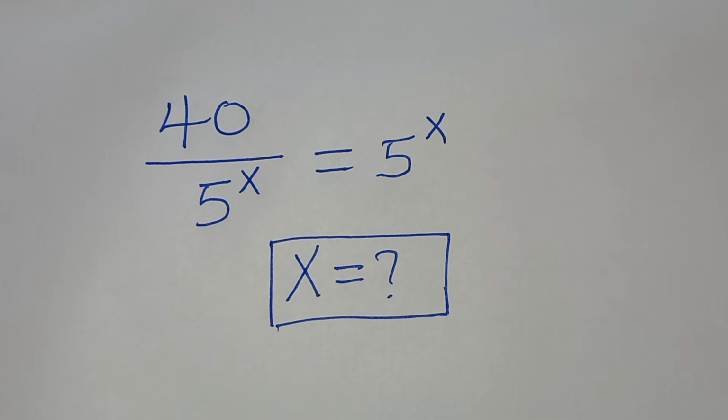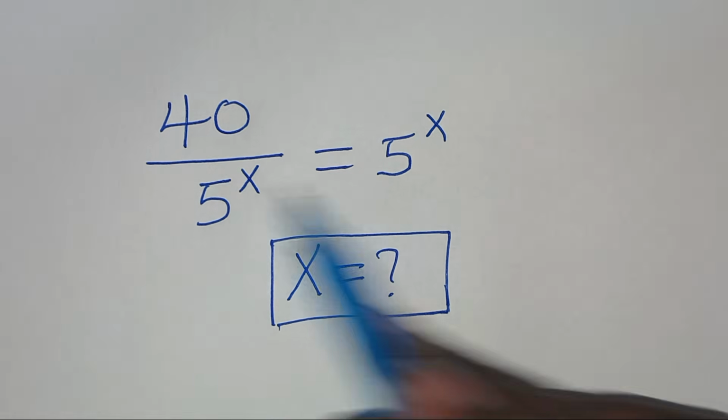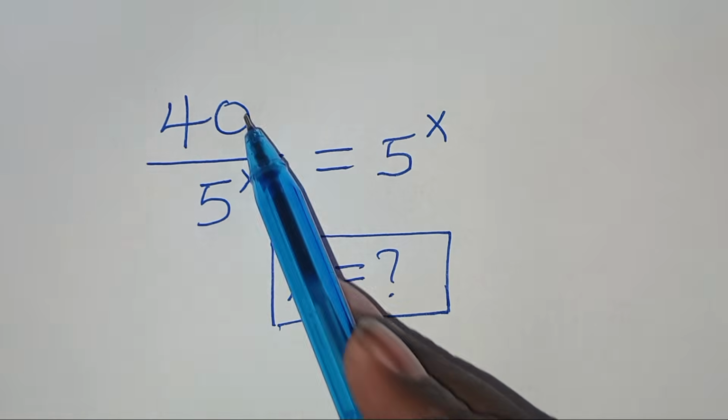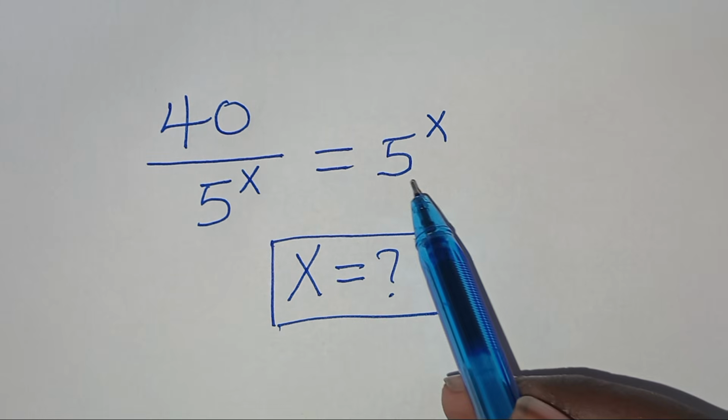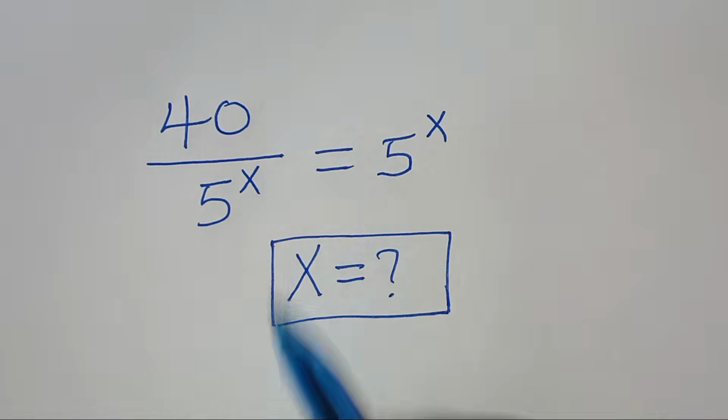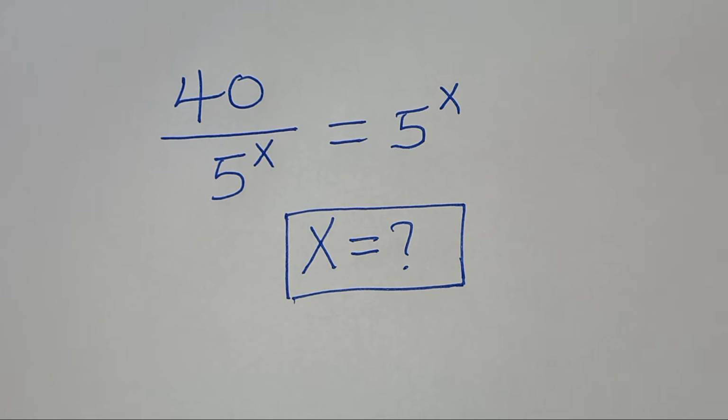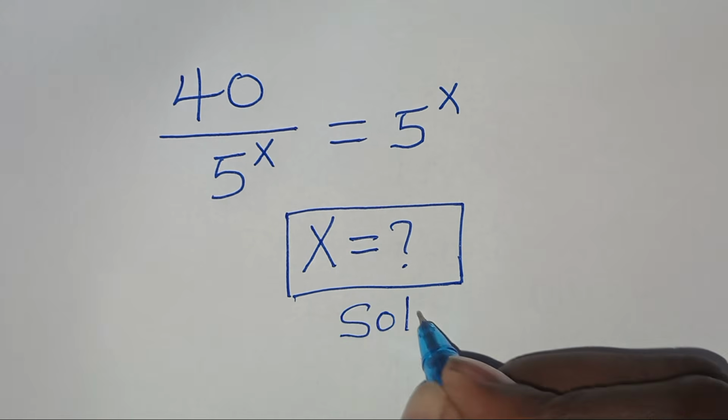Hello everyone, you're welcome to solve this nice exponential equation, which is 40 over 5 to the power of x equal to 5 to the power of x. So what is the value of x? Now let's provide a solution from here.